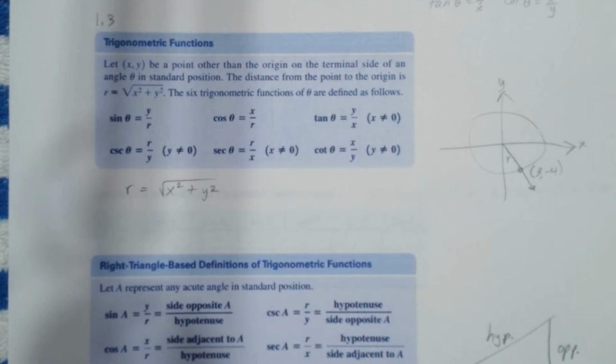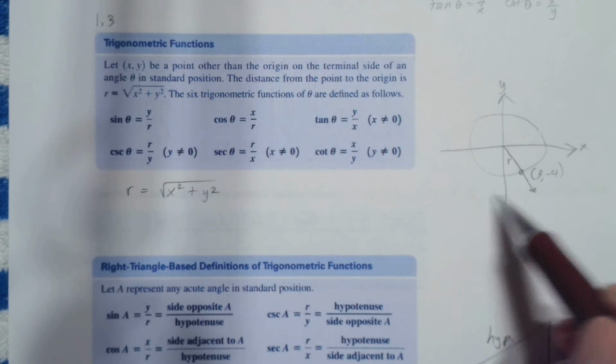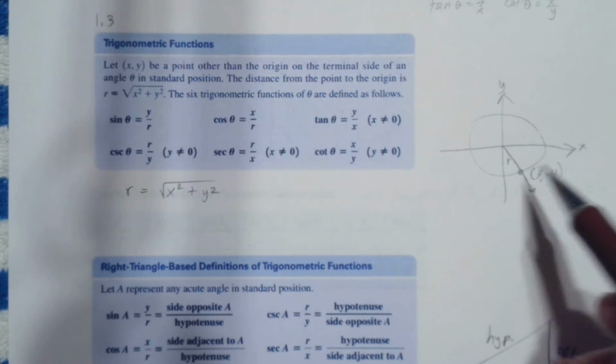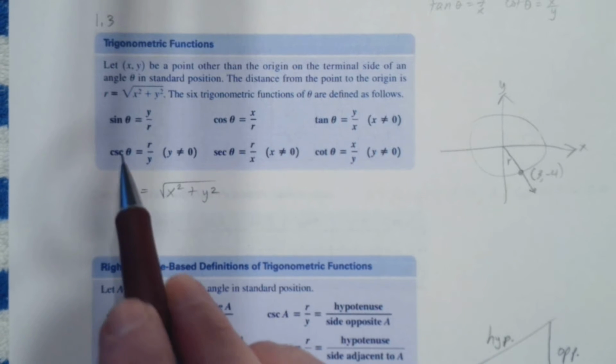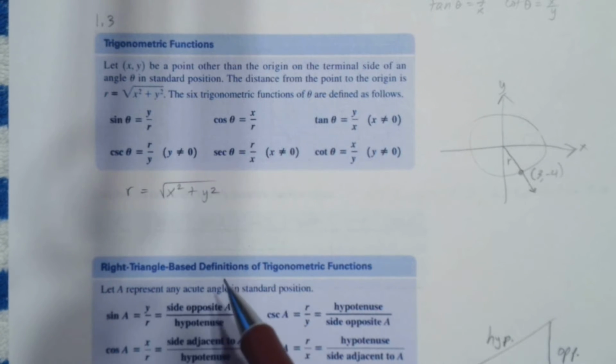In this video, I'm going to summarize what we've done with the 6 trigonometric ratios. We started in 1.3 with a definition. If you're given a circle with a radius of r and you take some point xy on that circle, these are how we define the 6 trigonometric ratios.